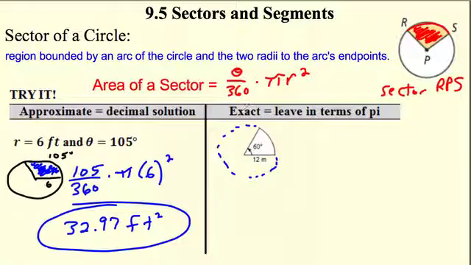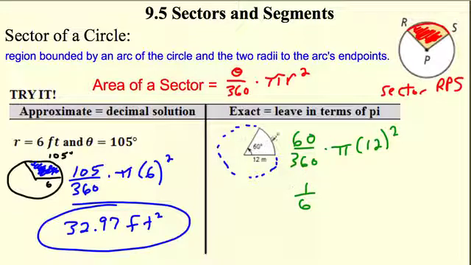But this time I want it in exact. Can we do it in exact? Sure. I'm saying 60 is my angle out of 360, times that by pi r squared. My radius is 12. So there's my area of the sector. And then you just have to reduce it. How many times does 60 go into 360? It's 1/6. This is 1/6 of the circle. So if I drew them, how many pieces of pie would there be?